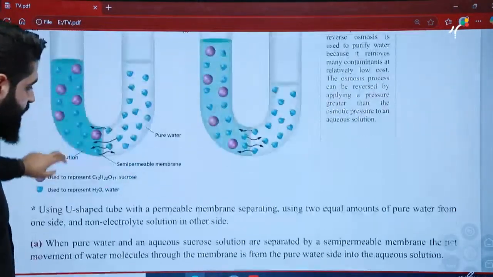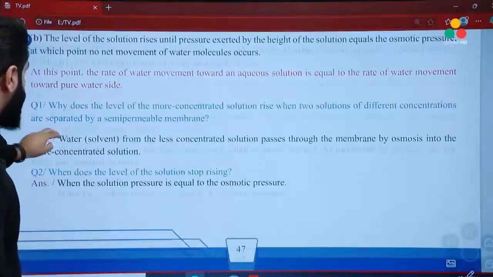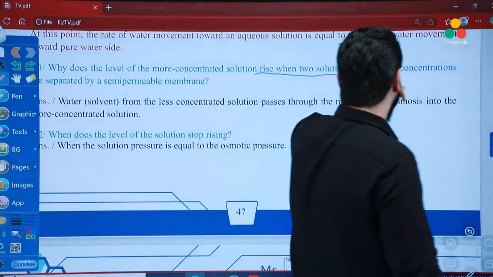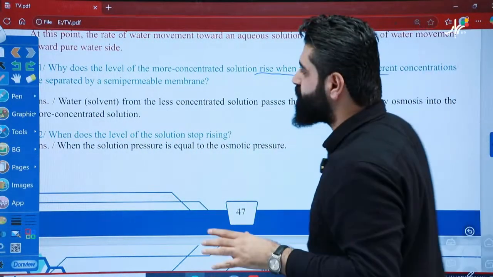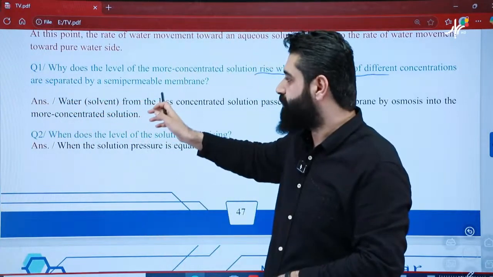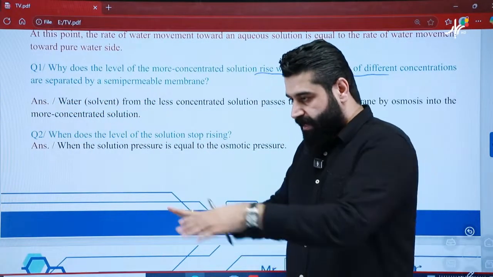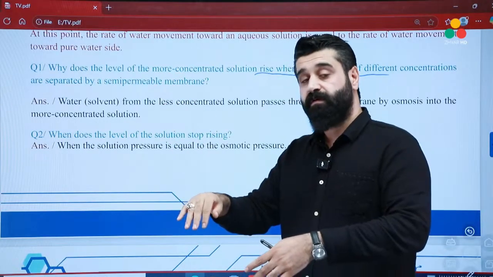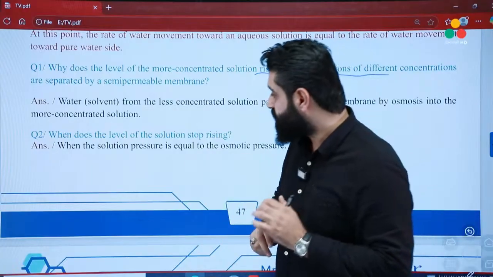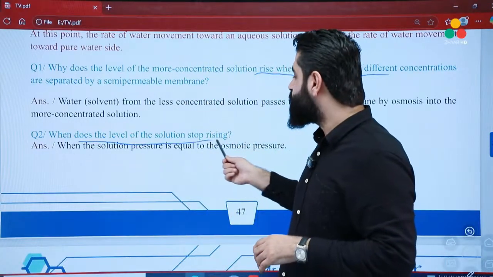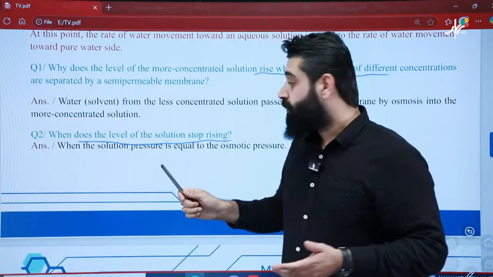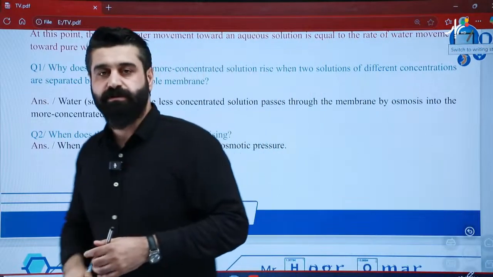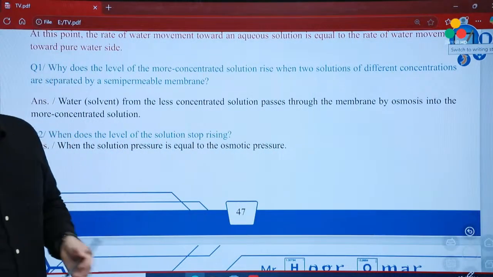Great. Keep going. I have explained all the following points here. Why does the level of the more concentrated solution rise when two solutions of different concentration are separated by a semi-permeable membrane? Because of solvent movement, which is called osmosis, from less concentration to high concentration. When does the level of the solution stop rising? When the solution pressure equals the osmotic pressure.